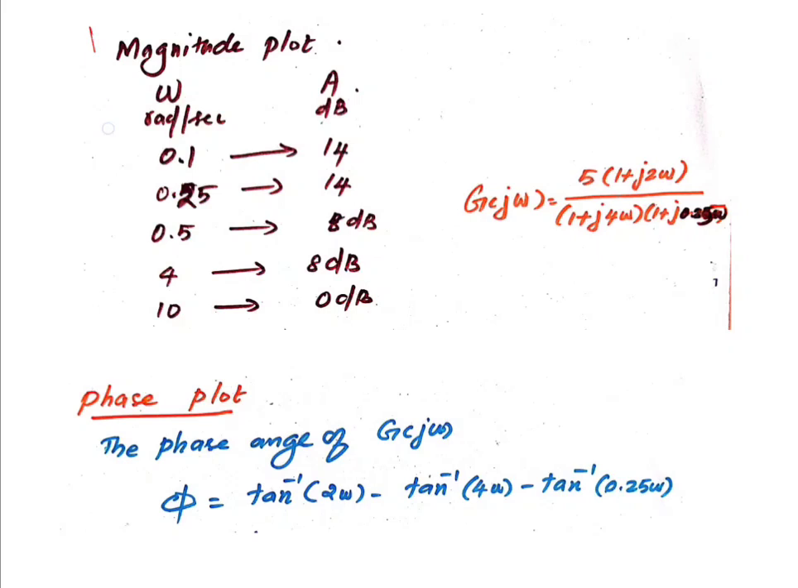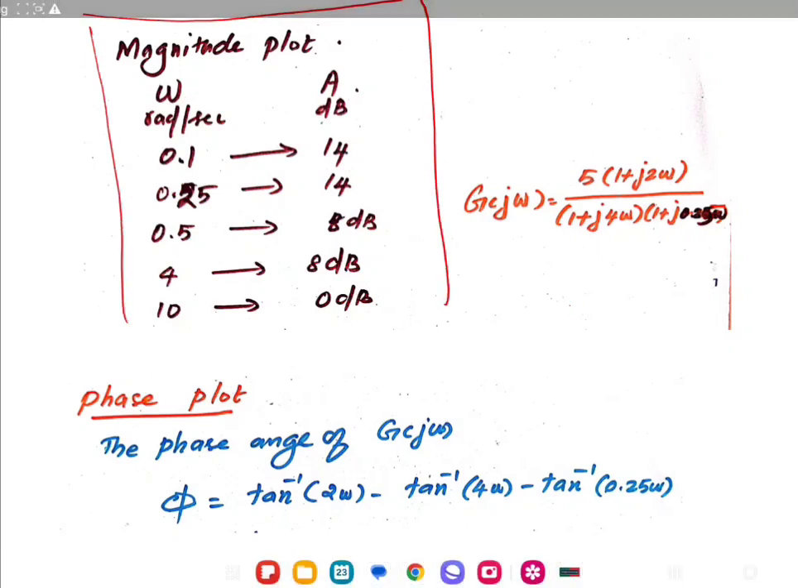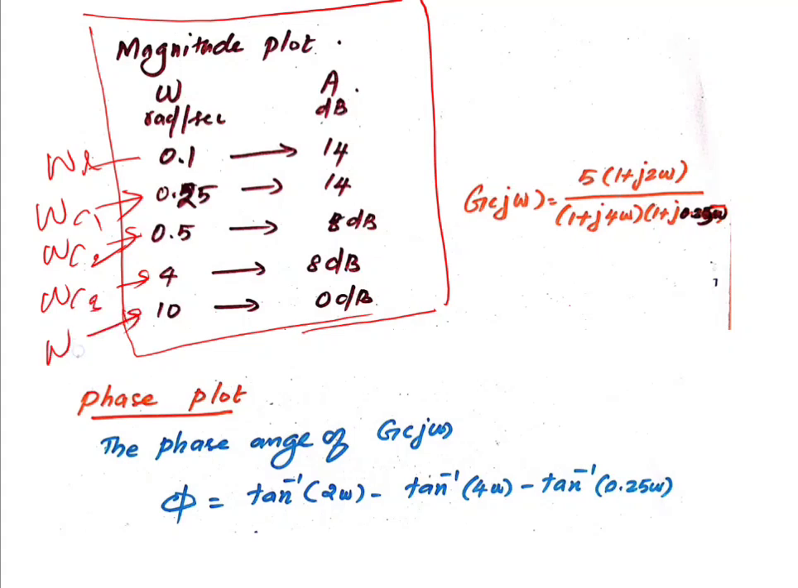This table gives you a brief summary of the gain we obtained for the different frequencies we considered. So this is omega L, this is omega c1, this one is omega c2, this is omega c3, and this one is omega h.